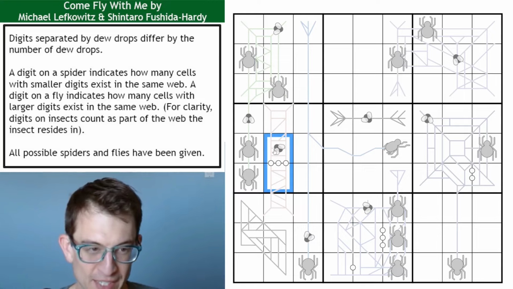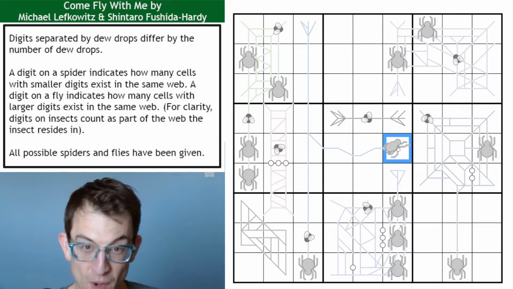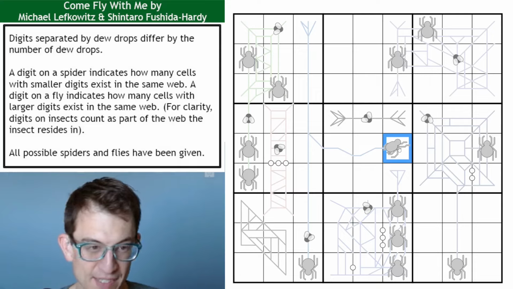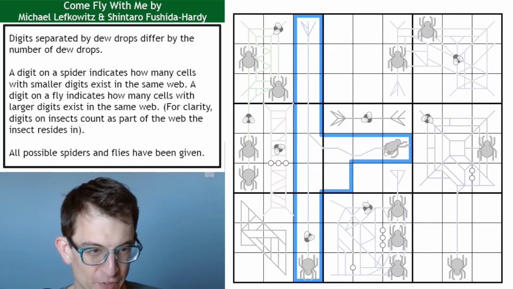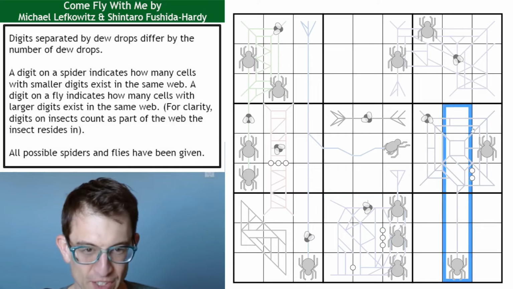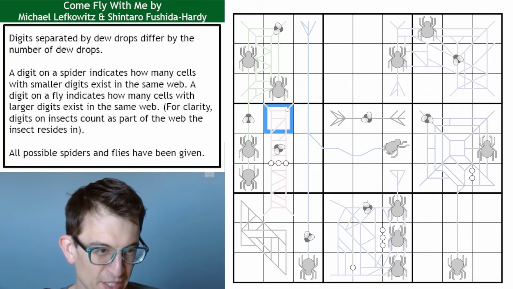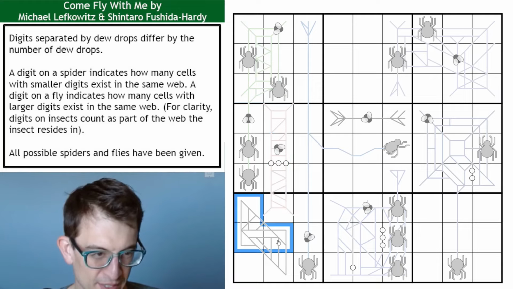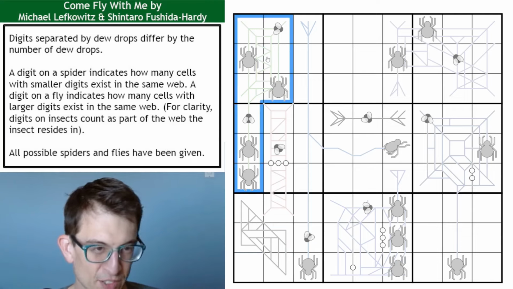Now we've got two different kinds of animals: spiders and flies. A digit on a spider indicates how many cells with smaller digits exist in the same web. I first saw this puzzle on my phone, but now that I've opened it on my desktop, I see that the webs are all slightly different colors, which is very cool. They also just don't quite touch. So this is a web, this is a different web, and these 9 cells are another web.